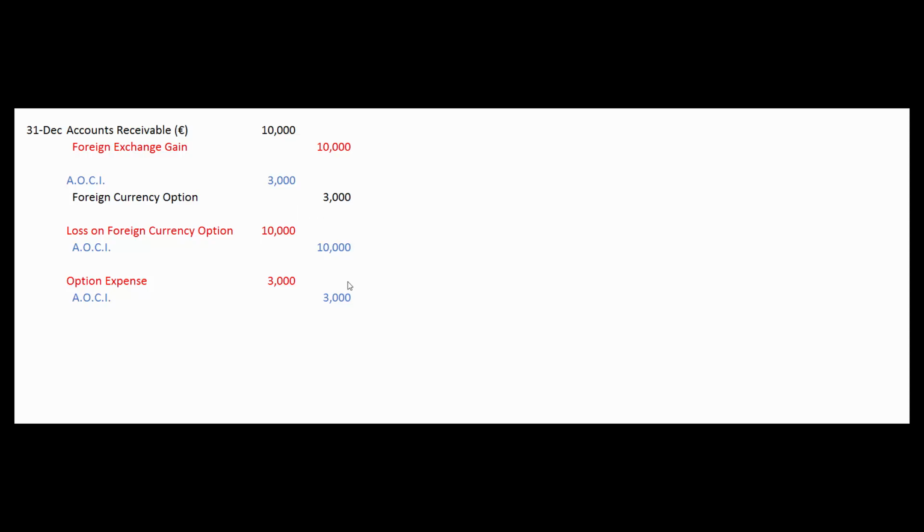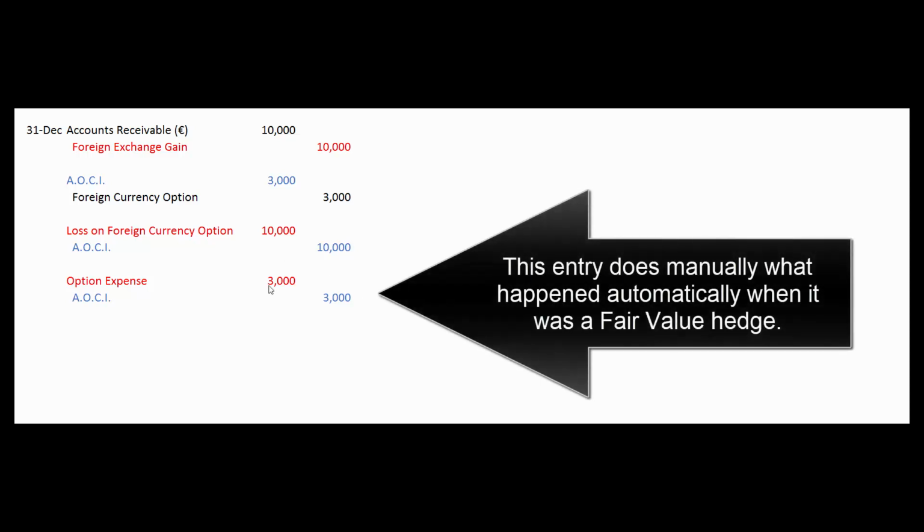And then we have to take $3,000 out to recognize the expense that we're going to amortize that $9,000. We have to do artificially what happened automatically in the fair value option. So here's our $3,000, getting rid of or reducing the time value of that option.